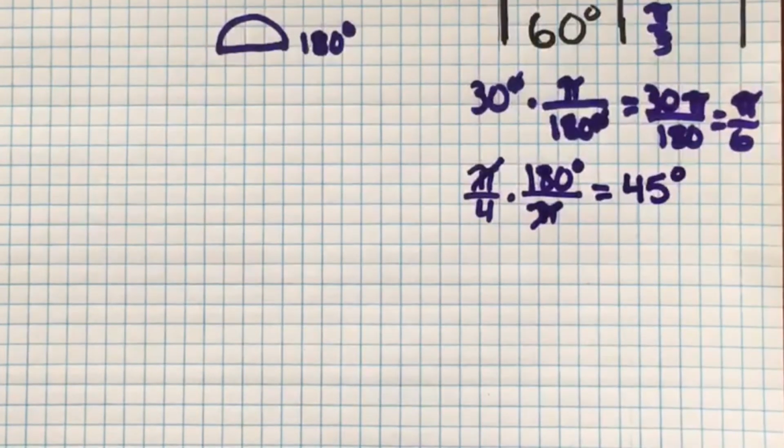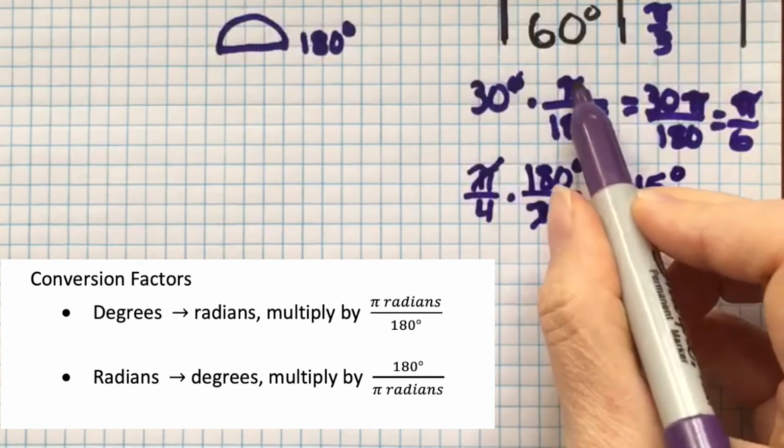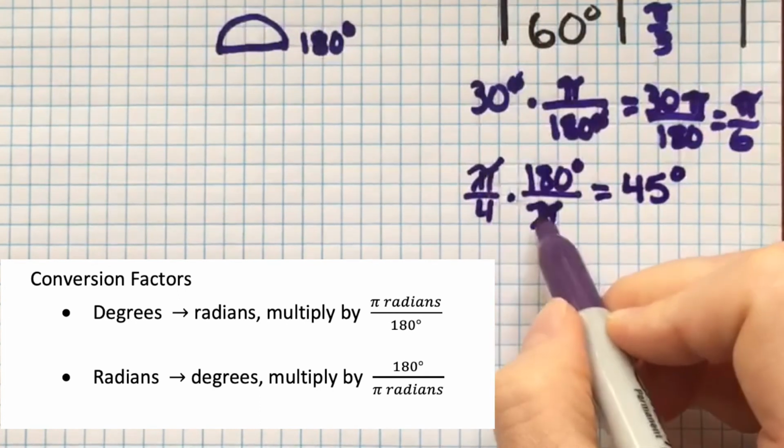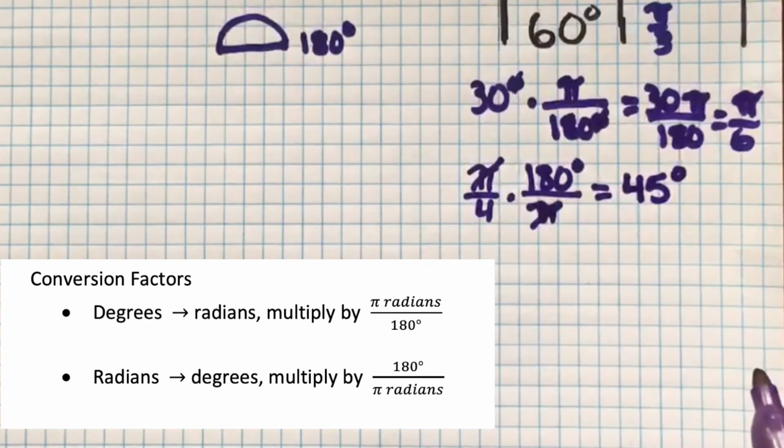So once again, conversion factor: if you're trying to get rid of degrees, multiply by pi over 180, or to get rid of radians, multiply by 180 degrees over pi. Try A through D and then come back.